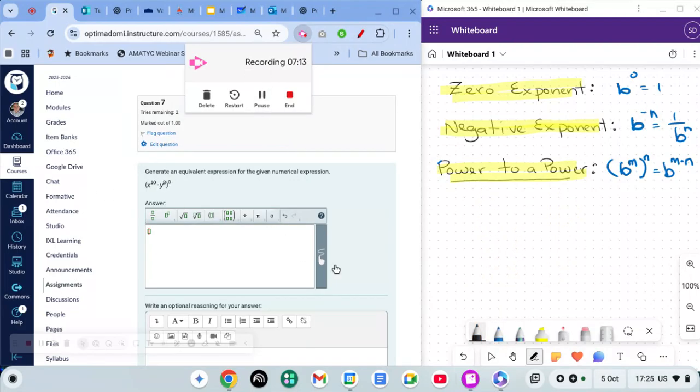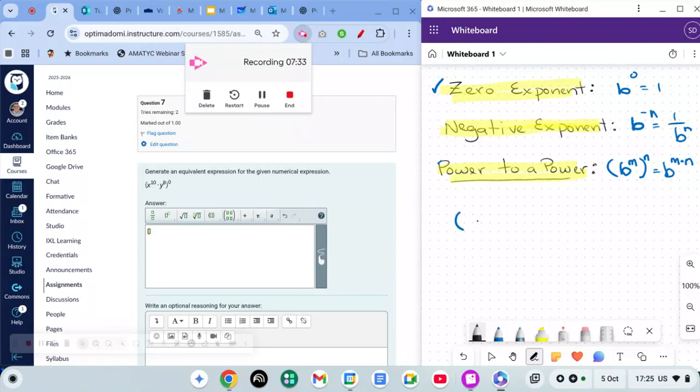Problem number 7, now we're going to start using the zero exponent rule, that basically says any base except 0, the base cannot be 0, any other number or letter raised to the 0 power, the final answer is 1. So again, I'm going to do something similar.